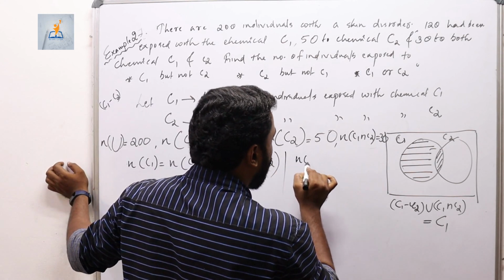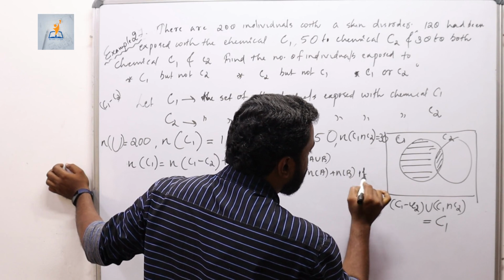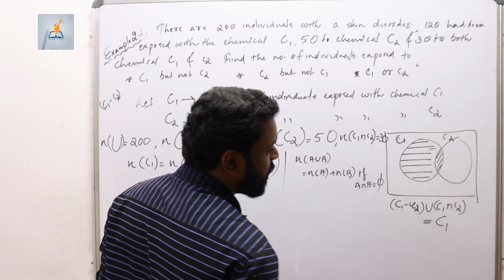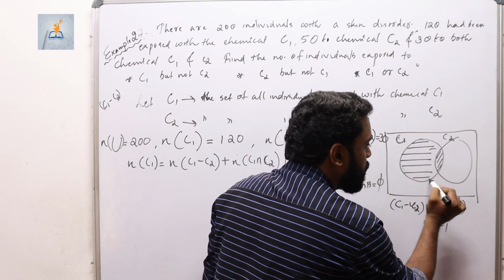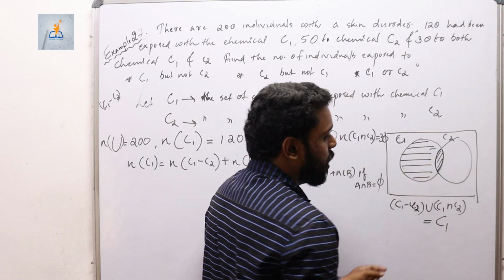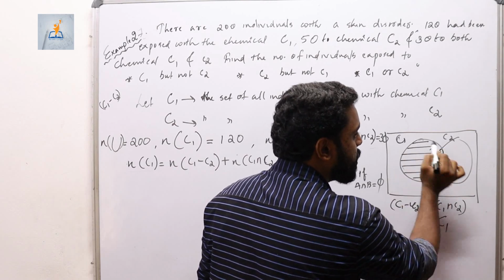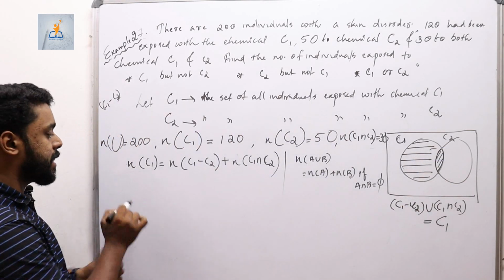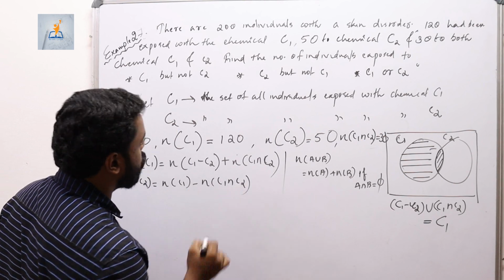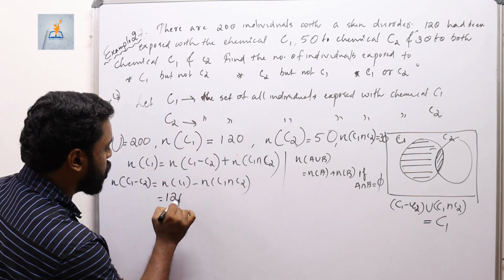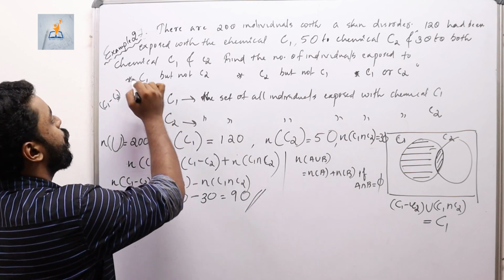We know the property n(A union B) is equal to n(A) plus n(B) if A intersection B is equal to empty set. Isn't it? See, here the intersection of this set and this set is actually what? Empty, because C1 minus C2 is this area and the intersection is this area. So the intersection of these two sets will be empty. Also the union will be given as C1, the entire circle, isn't it? That's why we wrote it like this. Now we can easily find n(C1 minus C2) is equal to n(C1) minus n(C1 intersection C2). What is n(C1) from the given condition? Equal to 120 minus the intersection, which is 30. So the answer will be 90 for the first question.